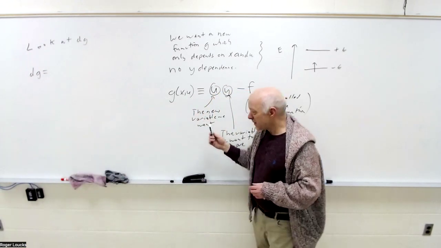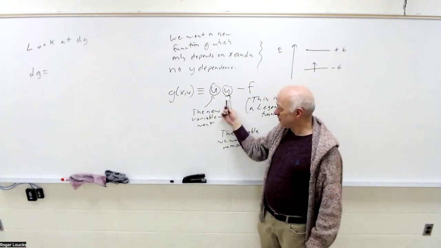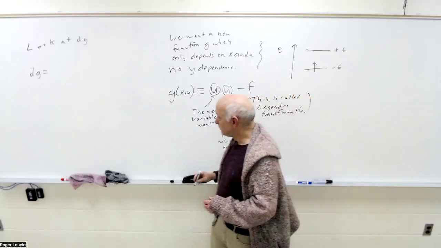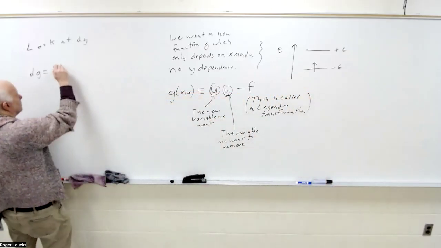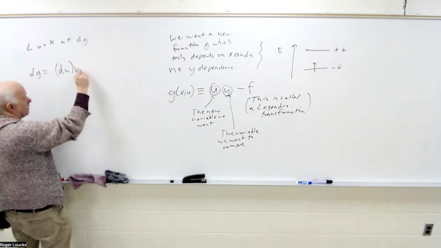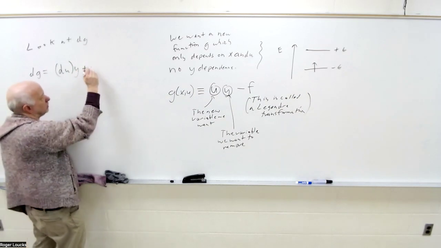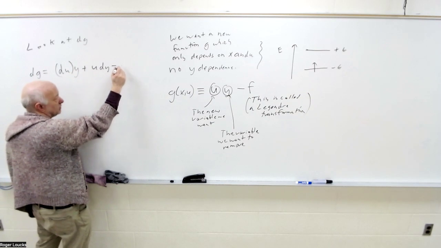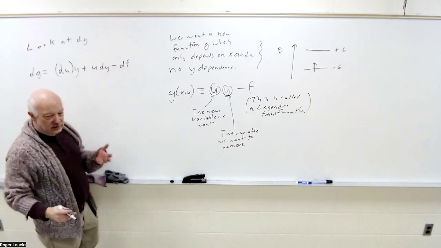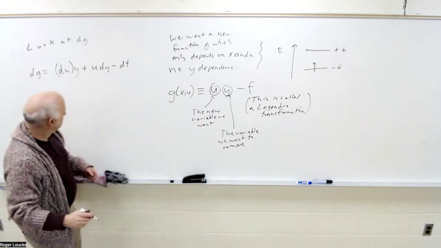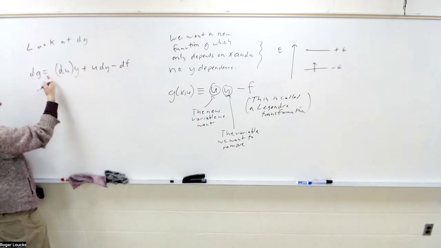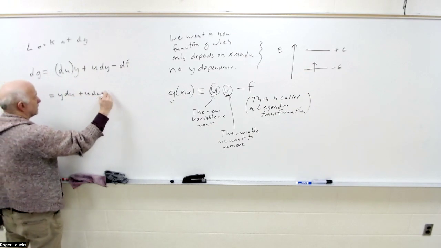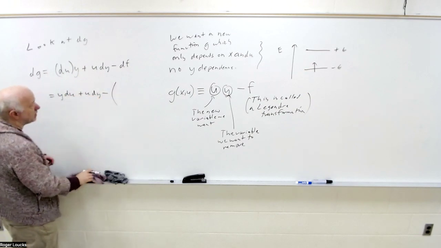What's the differential of this? du times y. So this is du, and I'll put a little parenthesis here, y plus u dy minus df. Do we know how to write df? I think we do. So this is y du, u dy minus, and you tell me what to put in for df.